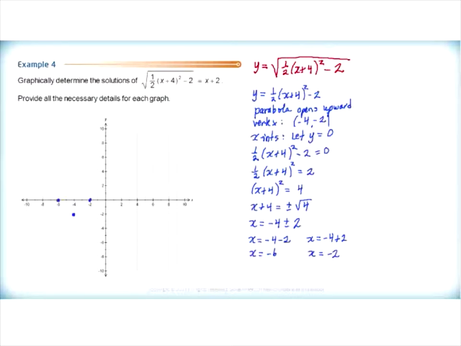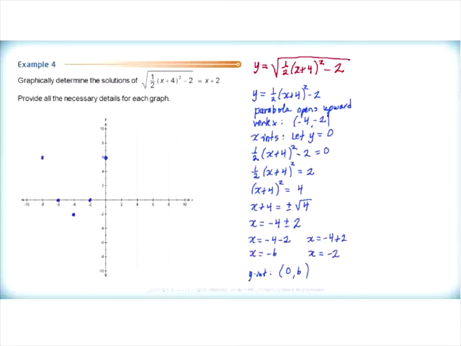You could also look for the y-intercept of this parabola. When you have x to be 0, 0 plus 4 is 4, 4 squared is 16, half of 16 is 8, and 8 minus 2 is 6. So the y-intercept of this parabola occurs at (0, 6). A corresponding point would occur at (-8, 6).